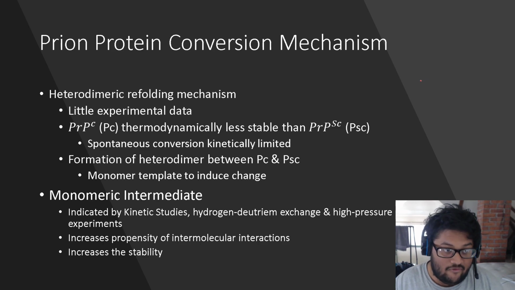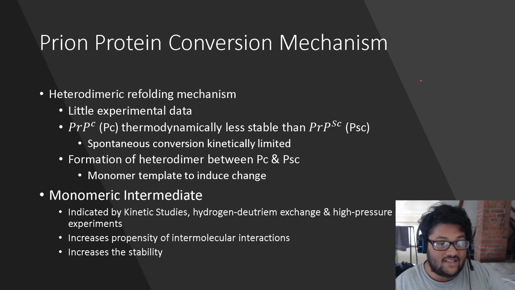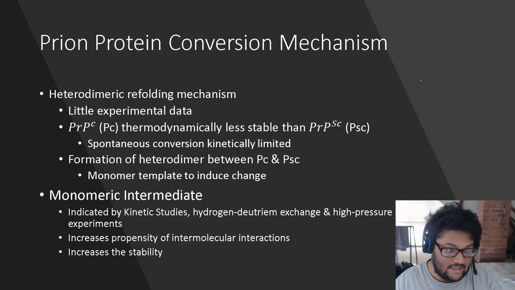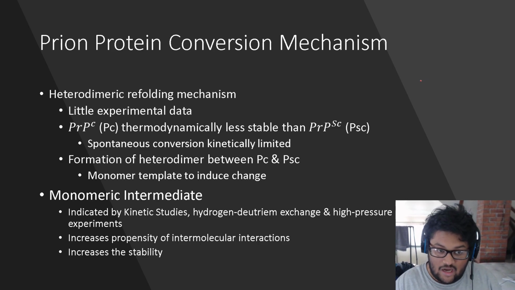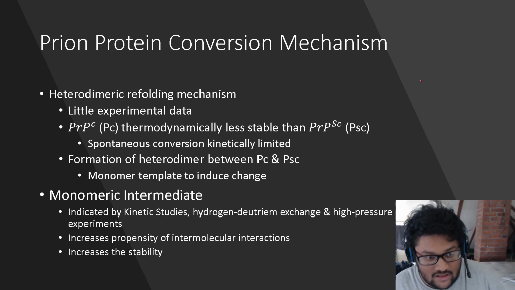But what they did find was something that was confirmed later on, was that there's a formation of a heterodimer between PC and PSC that uses the monomer template of PSC to convert PC into PSC. And it was shown later on that there is in fact a monomeric intermediate, and this was indicated by kinetic studies, hydrogen deuterium exchange, and high pressure spectroscopy experiments.